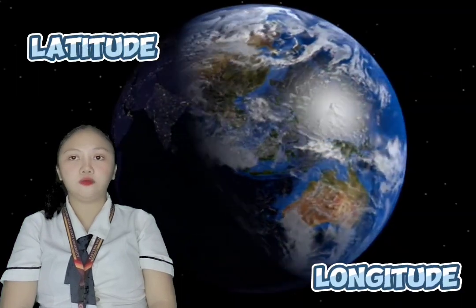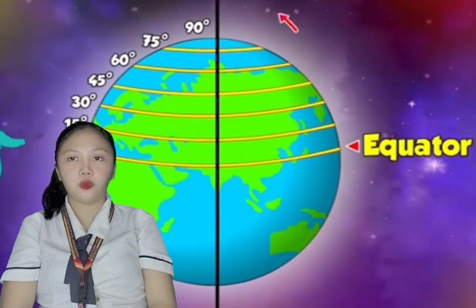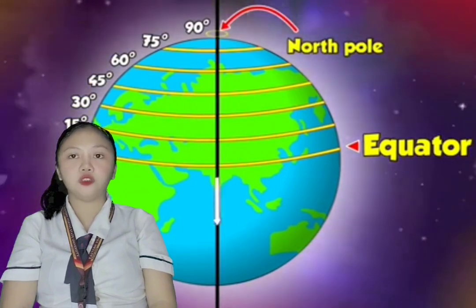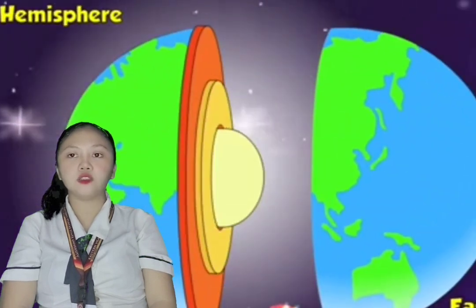To find any location on our planet, we used a geographic coordinate system based on latitude and longitude. Latitude lines run parallel to the equator, measuring how far north or south a place is from the equator, which is at 0 degree latitude. Longitude lines run from the North Pole to the South Pole, measuring how far east or west a place is from the prime meridian, located at 0 degree longitude in Greenwich, England.